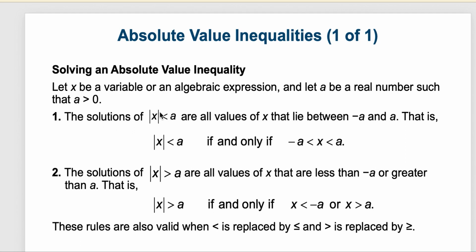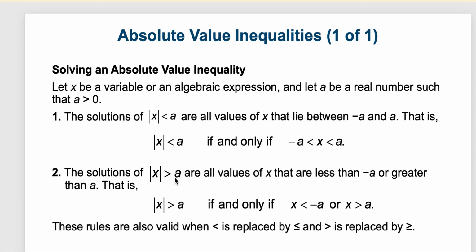The solution of the absolute value of x less than a is all the values of x that lie between negative a and positive a. That is, the absolute value of x is less than a if and only if negative a is less than x and x is less than a. So this is the definition of the absolute value, and this is for the less than sign.